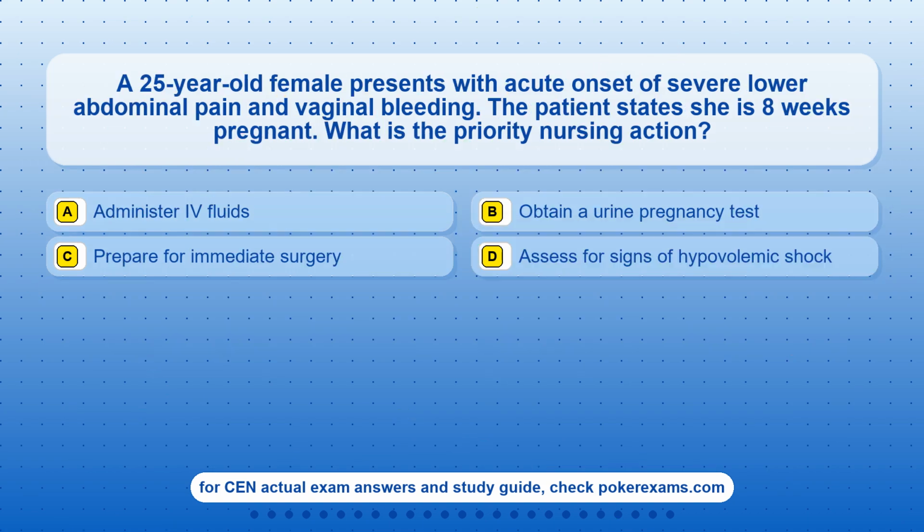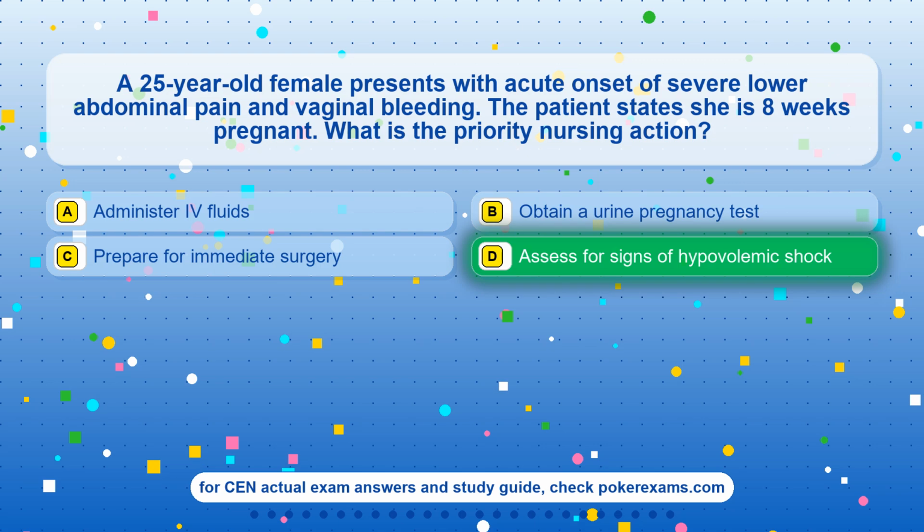Question 21. A 25-year-old female presents with acute onset of severe lower abdominal pain and vaginal bleeding. The patient states she is 8 weeks pregnant. What is the priority nursing action? Option A, administer IV fluids. Option B, obtain a urine pregnancy test. Option C, prepare for immediate surgery. Option D, assess for signs of hypovolemic shock.